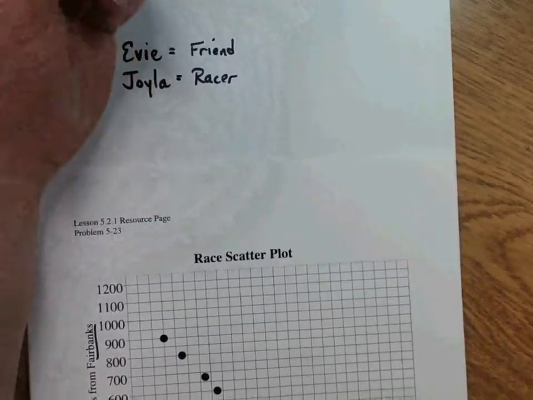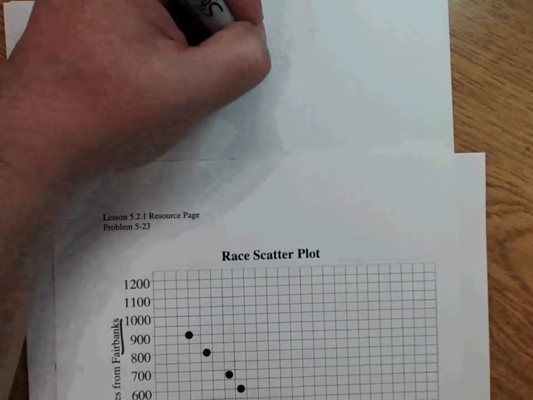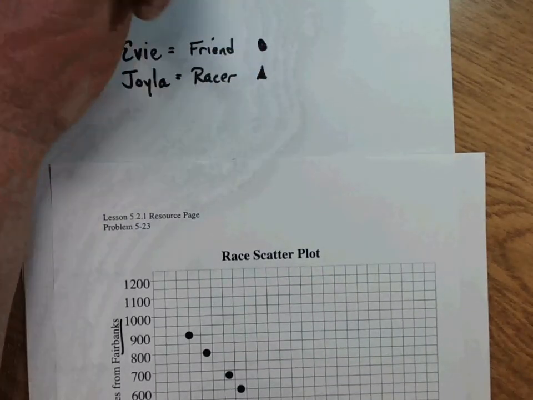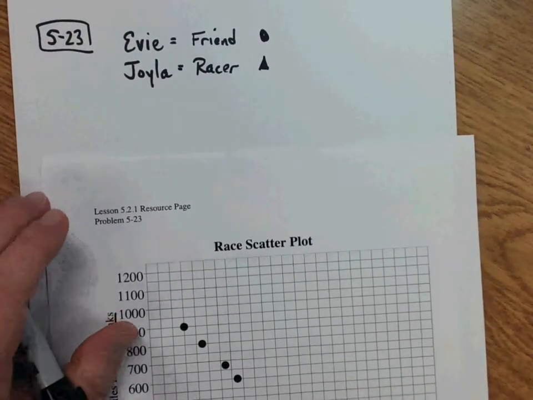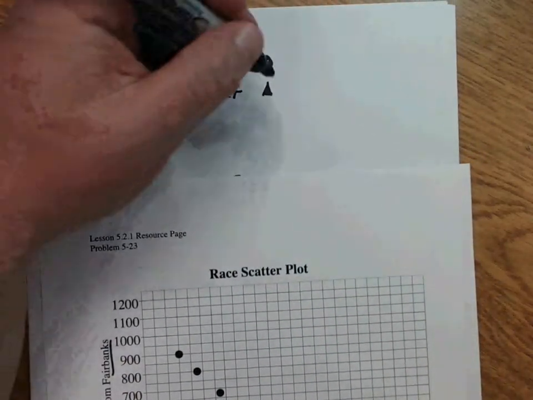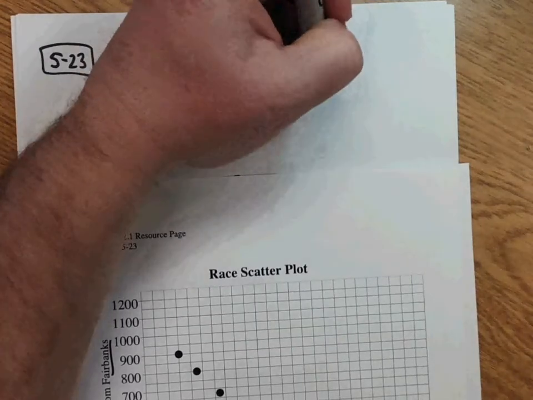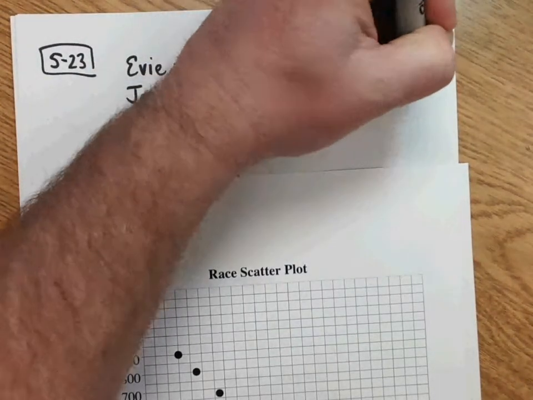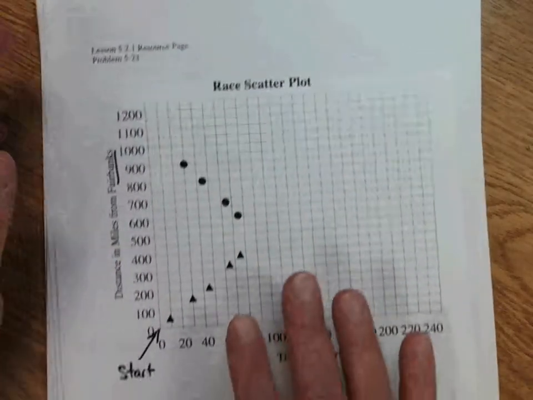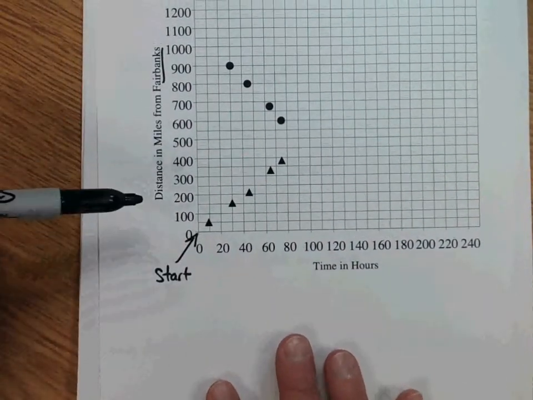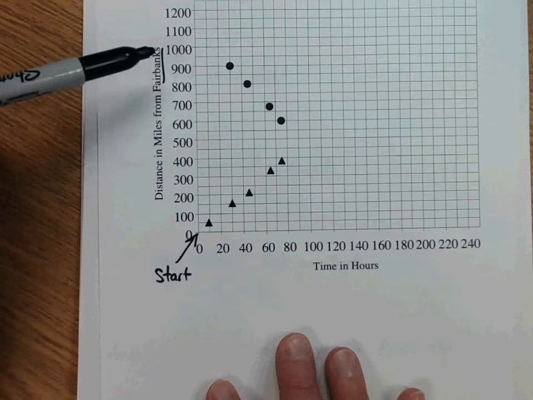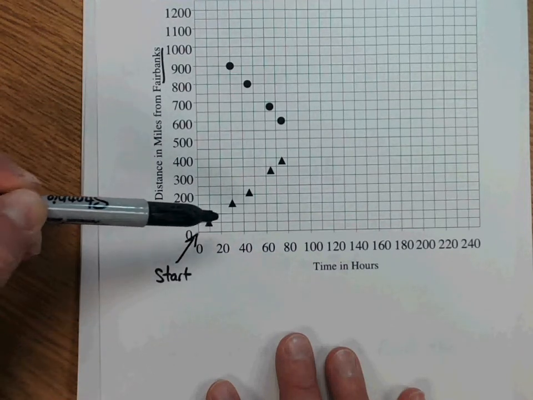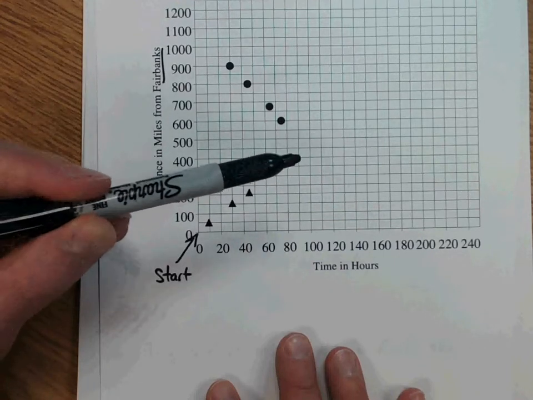So Joyla, she's the triangles, and Evie are the circles. How do we know that? Because Joyla starts at 0, 0, because in this race, it's distance from Fairbanks, and Fairbanks is the start. So distance from Fairbanks, she's going away from the starting line.